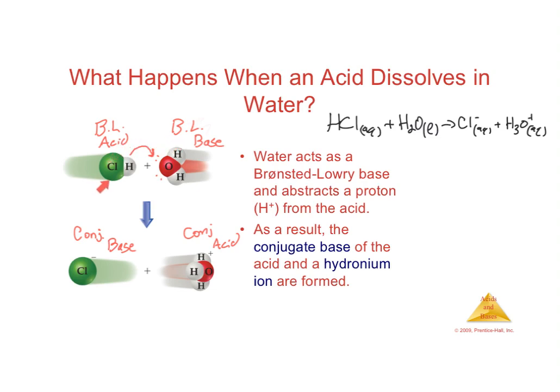The Bronsted-Lowry acid, after it donates the proton to the base, forms a conjugate base. So the conjugate base of the Bronsted-Lowry acid is down 1 H plus, or 1 proton. The Bronsted-Lowry base, which accepts that proton, forms a conjugate acid of the Bronsted-Lowry base, or in this case, the hydronium cation.